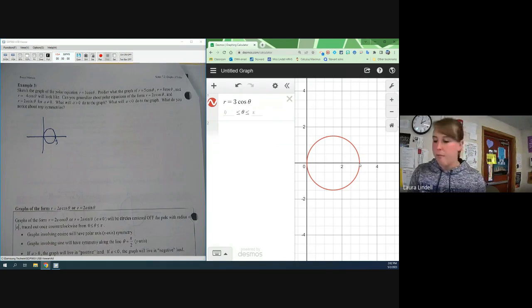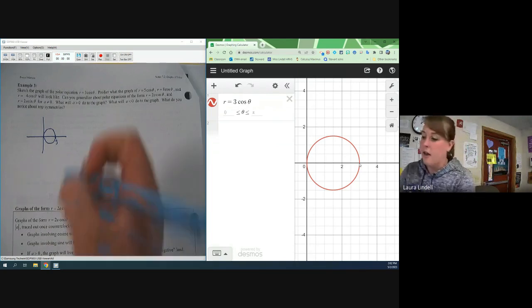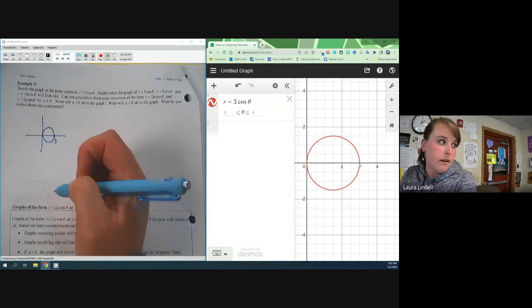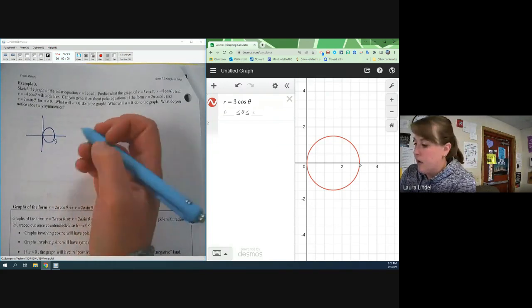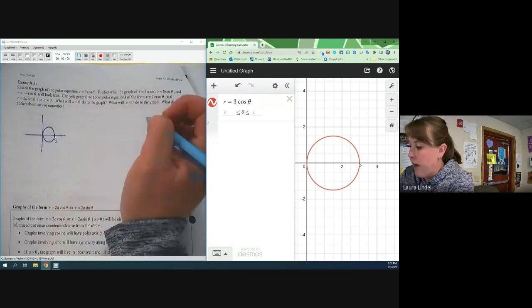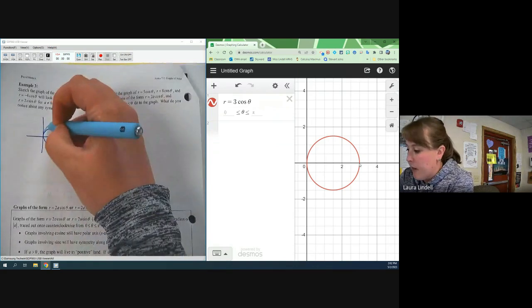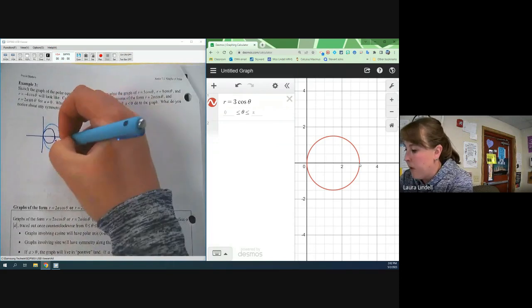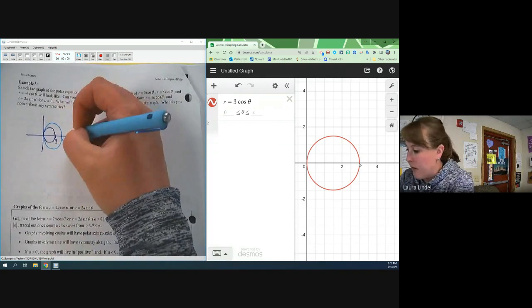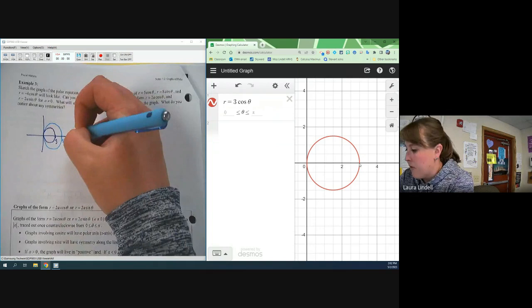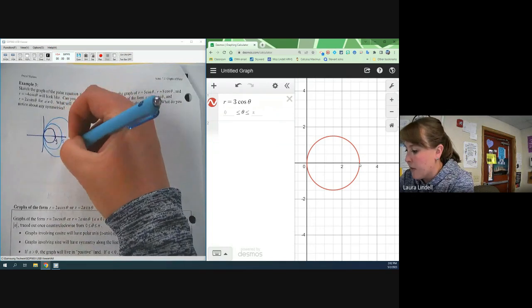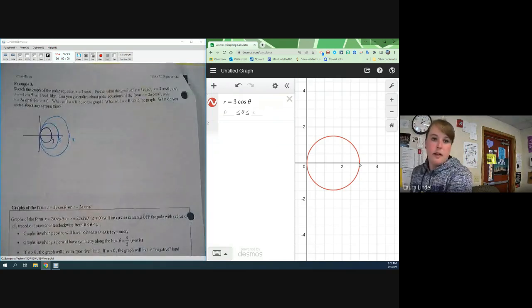If I were predicting and didn't know, but noticed that 3 corresponded to the diameter here, I would also guess that for 5 cosine theta, the diameter will probably also be 5 and it will look similar. And that for 8 cosine theta, something similar will happen there as well, and that the diameter would be 8. We can check that really quick.